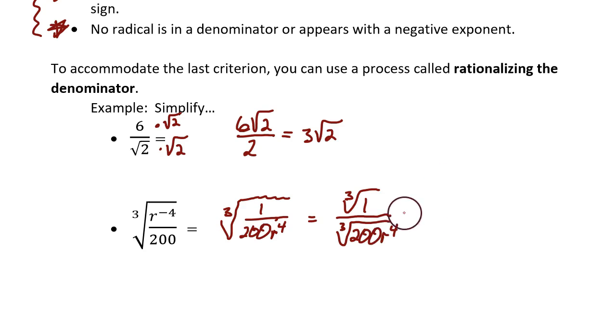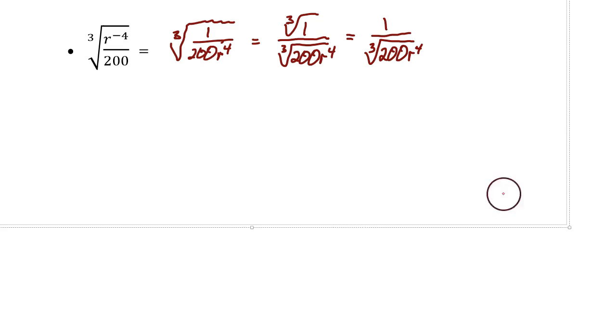The cube root of 1 is just equal to 1. So we could rewrite this as 1 over the cube root of 200r to the 4th. But we're not done because there is a radical in the denominator of a fraction. So let's rationalize the denominator. To turn the denominator into a rational number, we need to have things inside the radical that we can take the cube root of and get nice results, not decimals.